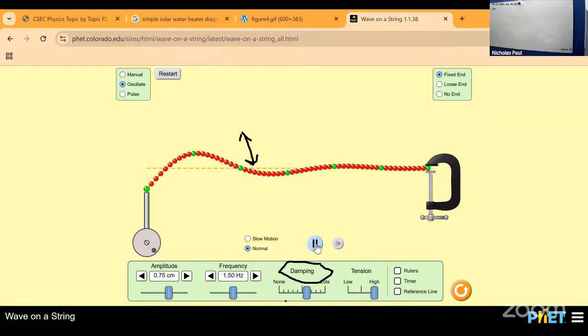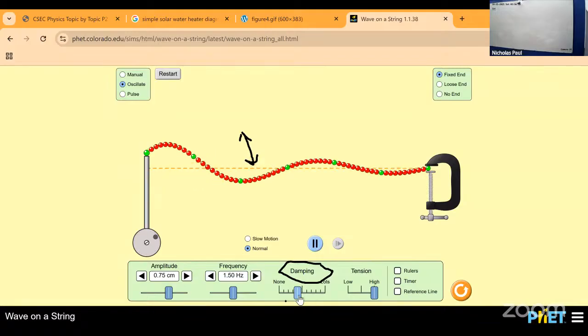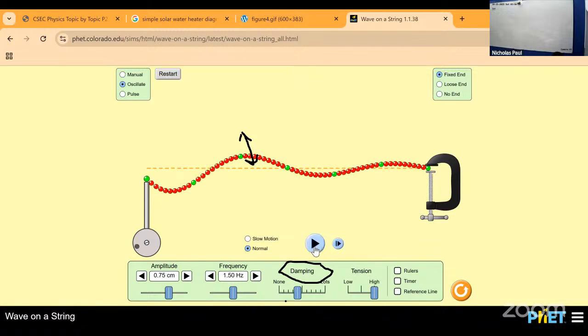Anybody recognize what happened there? Let's increase damping a little more. Anybody recognize what happened? What you can see happening there? The amplitude getting smaller. Why? Because the particles don't have as much energy to vibrate. Okay? So damping is a process that kind of takes energy away from the system. You okay with that? All right.